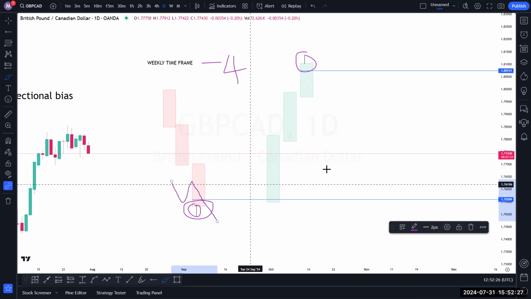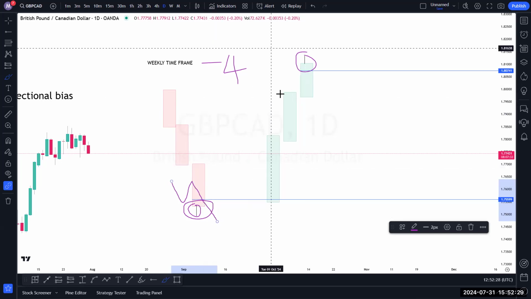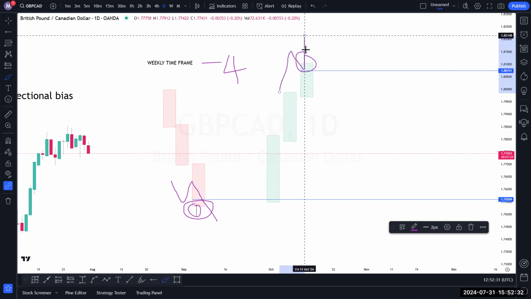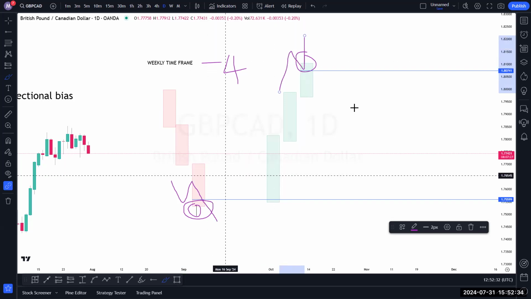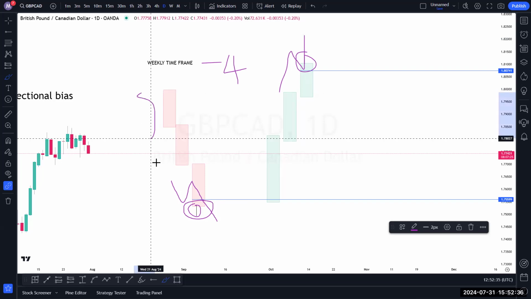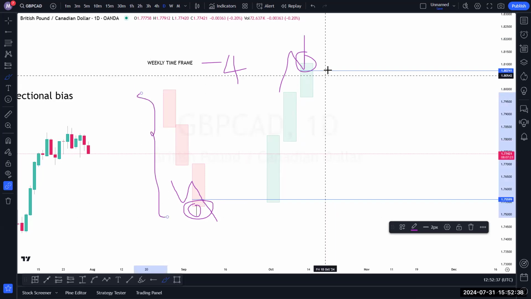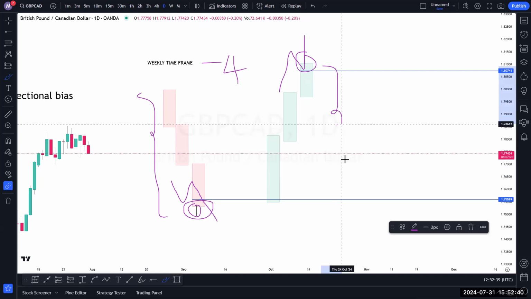Remember, when we go now to the 4 hour, we shall be seeing what we call a trend. I told you there is a difference between the trend and the direction bias.